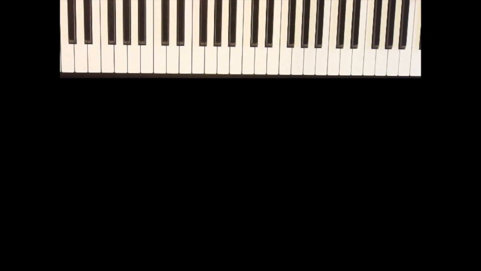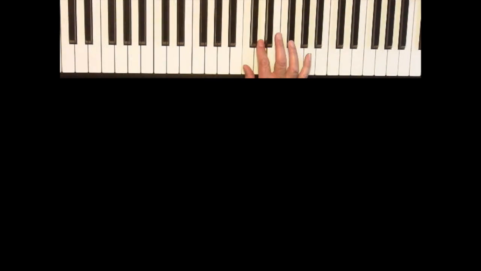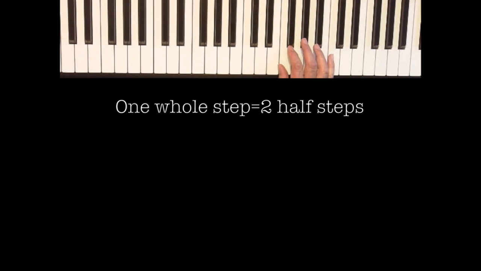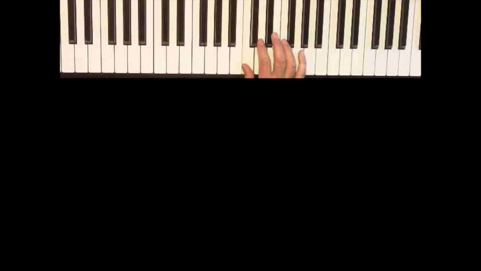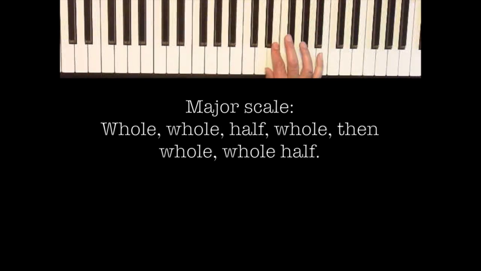But just a quick reminder, a major scale is made up of whole steps and half steps. So in the example of C major, from 1 to 2 is a whole step, another whole step, then a half step and a whole step, whole step, whole step, half step. So the only half steps are between 3 and 4 and 7 and 8. The rest are whole steps.